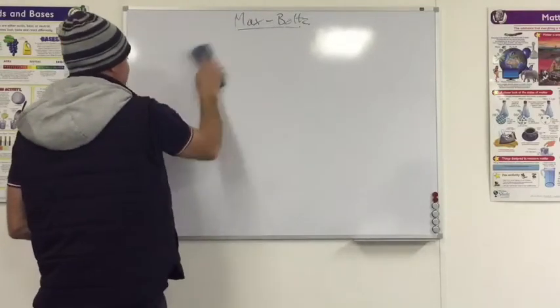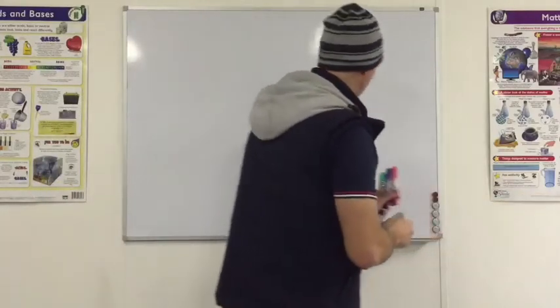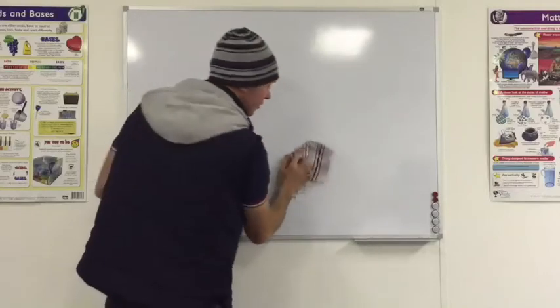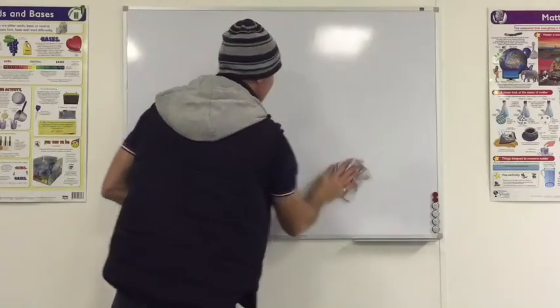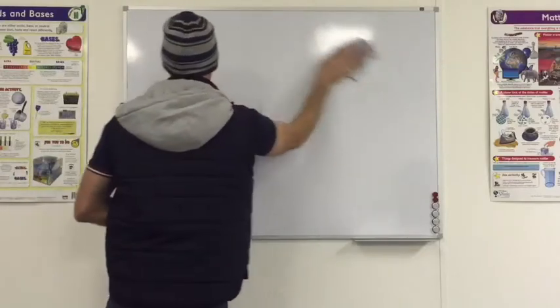Next graph to look at. Well done if you are still with me. Stop and have a breather if you need one. The next graph is what we call a reaction progress graph, or an energy profile graph. So still looking at energy, but this time in a different way.